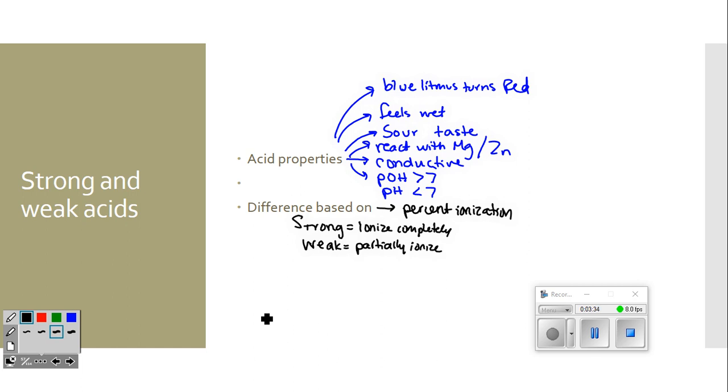So if I look at these properties, yes, a strong and a weak acid would both display these, but the strong acid would display them more. So the taste would be more sour, it would be more conductive, the pH would be even lower than 7, or even the pOH would be even higher than 7. So strong and weak acids both display these properties, but strong acids display properties more. So same properties, but you just get more.